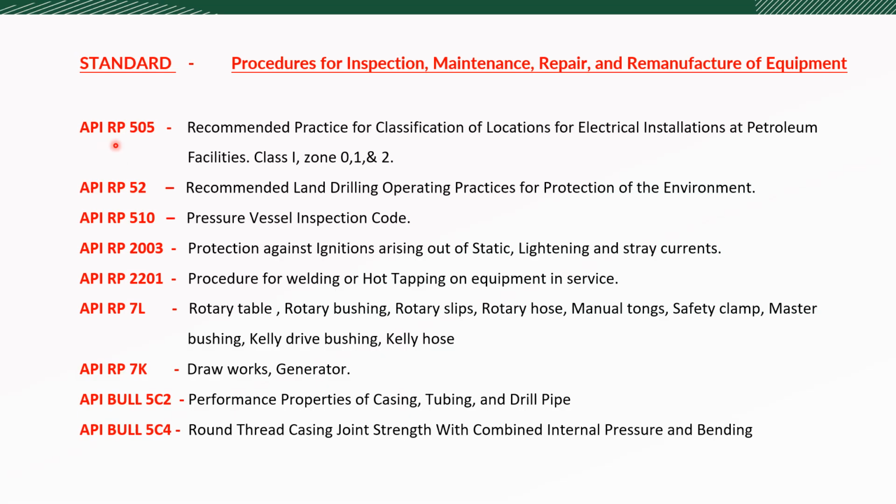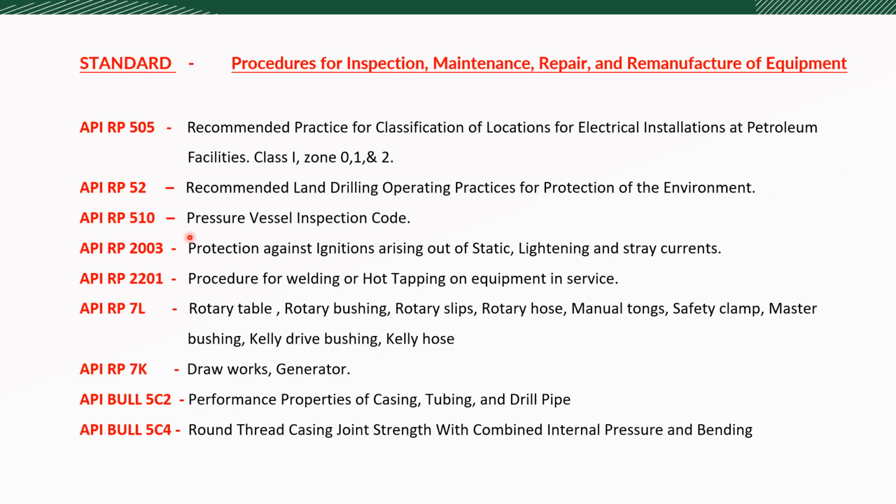Now, API RP 505, this is the standard for the practice for classification of locations for electrical installations at petroleum facilities, Class 1, Zone 0, Zone 1, and Zone 2. API RP 54, recommended land drilling operating and practices for protection of the environment. So when we have to do anything related to the environment, we have to follow this API RP 54 rule or standard.